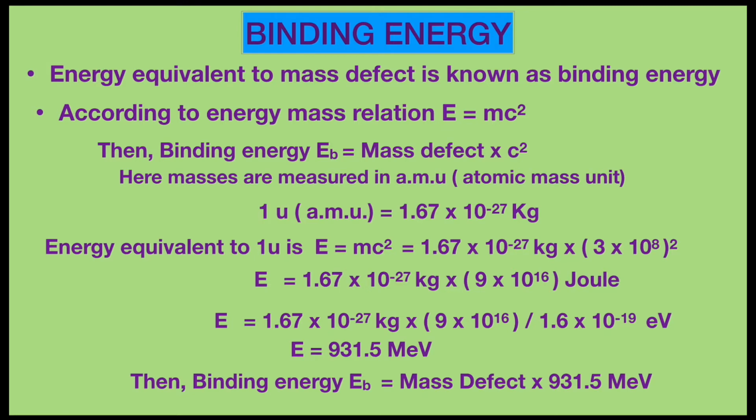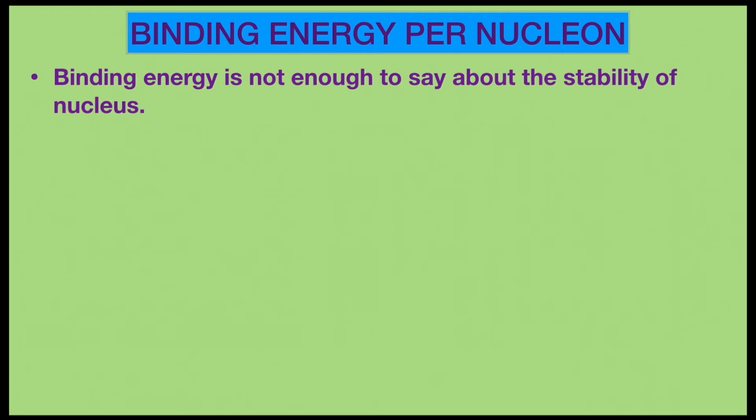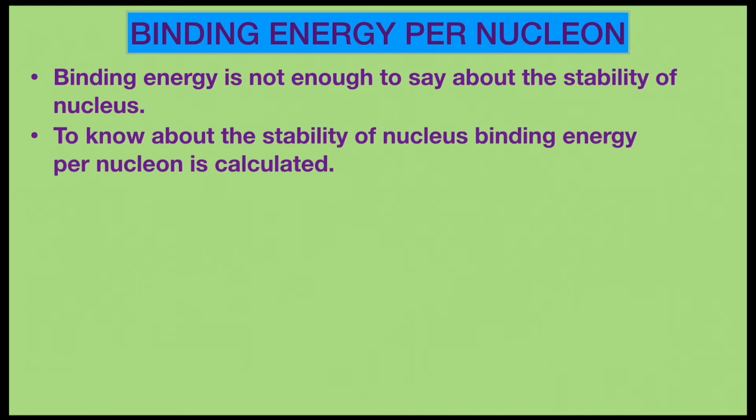Binding energy does not give the information about stability of a nucleus. So we use another important term, that is binding energy per nucleon. It is very clear from the term that we have to calculate the share of binding energy for each nucleon, and for the purpose we will divide binding energy by the mass number. So binding energy is not enough to say about the stability of nucleus, therefore we use the term binding energy per nucleon just to know about the stability of nucleus.